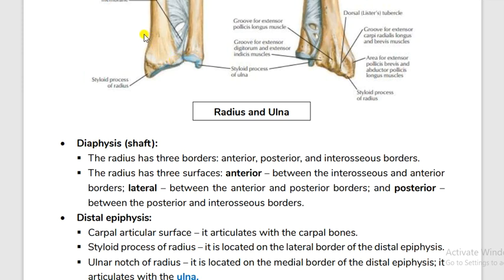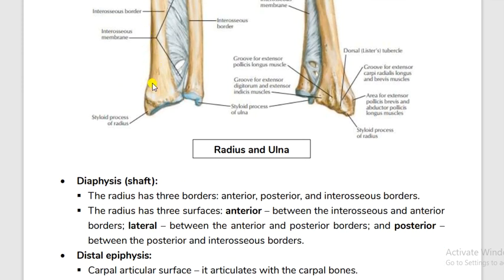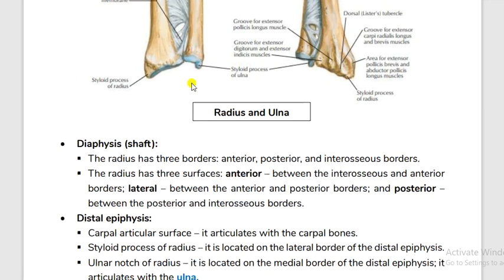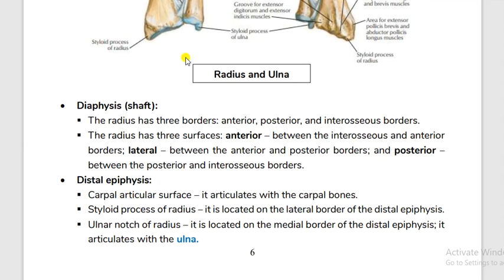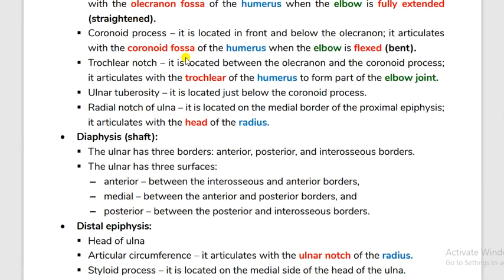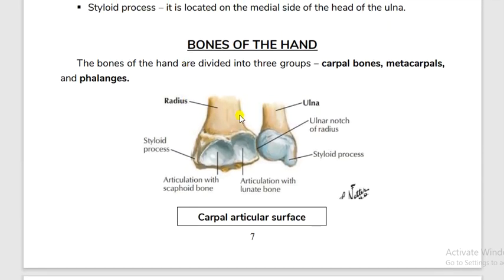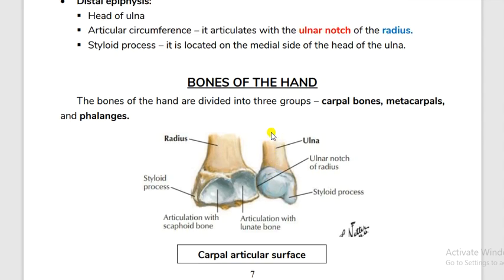It is over here. This is the radius here, and the ulnar notch should be here. It is a notch for the head of the ulna to attach to. It articulates with the head of the ulna. We can zoom in to see it properly here. This is the carpal articular surface. This is the styloid process of the radius, and this is the ulnar notch of the radius here, the articulation with the head of the ulna.